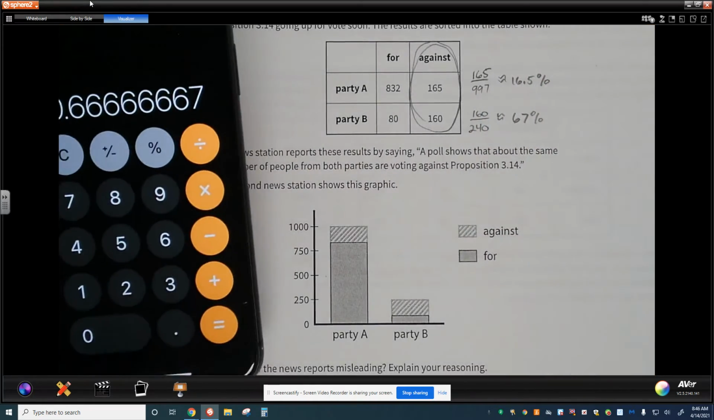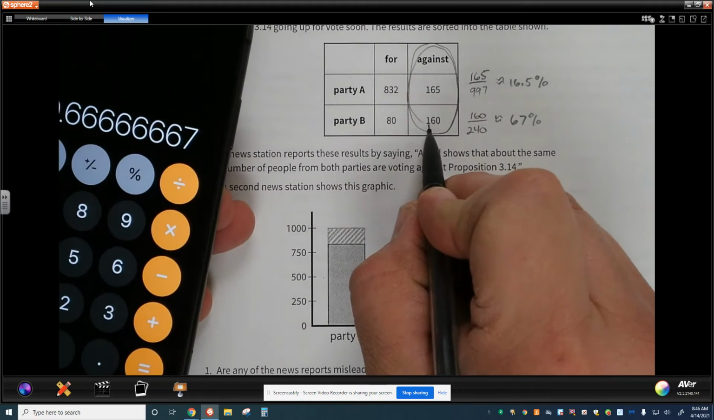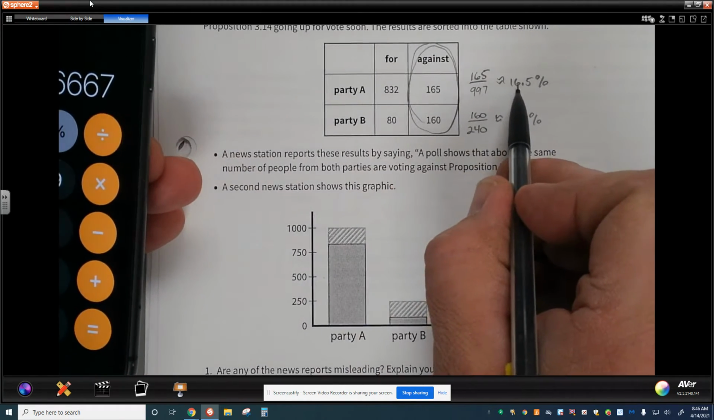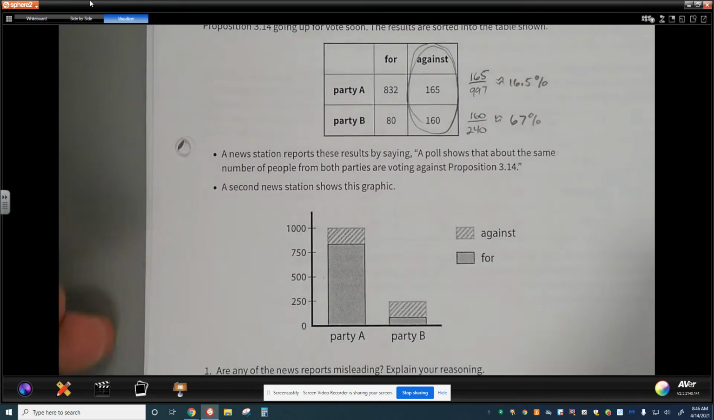I'd say there's very much a big discrepancy. Party B is definitely against Proposition 314. But Party A is definitely not, as a larger party goes.